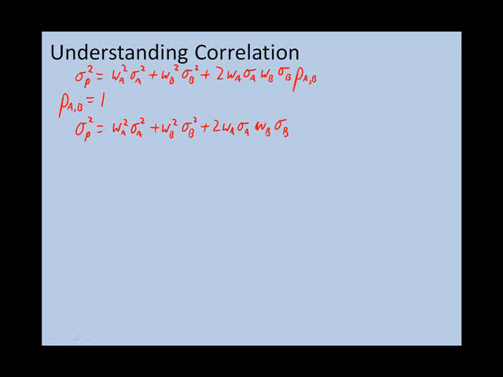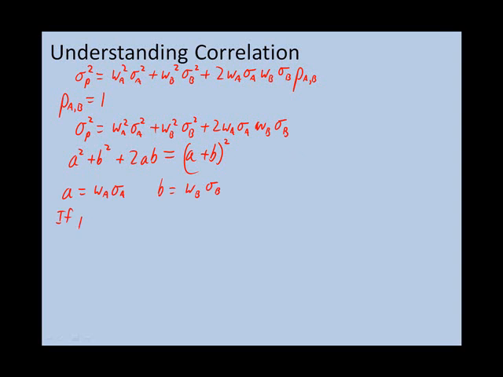Now this expression may look similar to an expression you saw in high school. A formula here: we have A squared plus B squared plus 2AB is equal to A plus B all squared. We can apply this formula to what we see above. A would be equal to WA sigma A and B equal to WB sigma B.